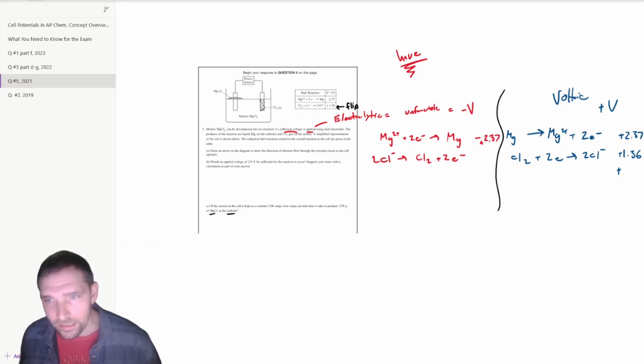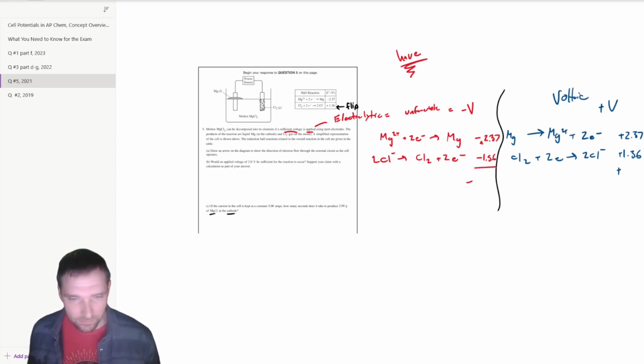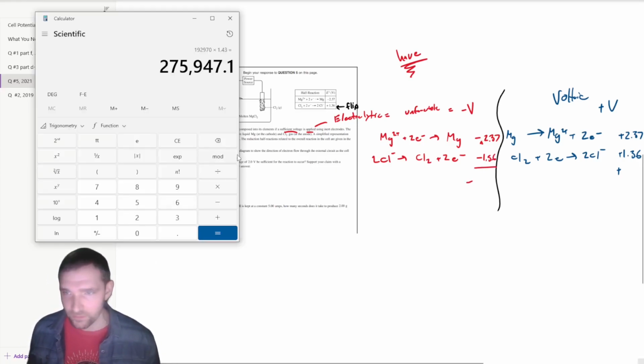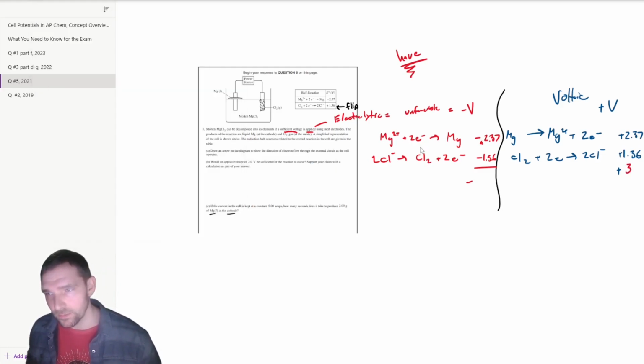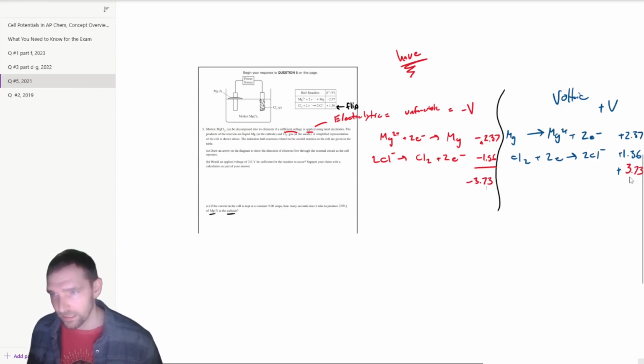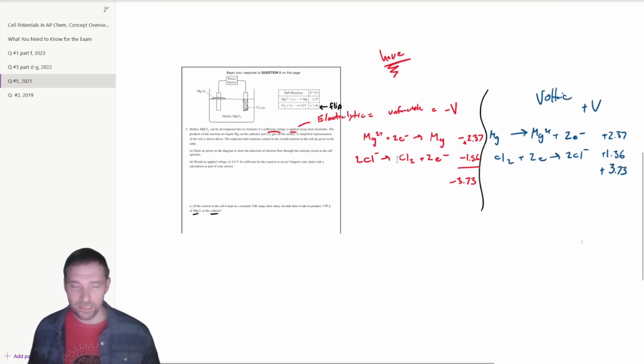and now a negative 1.36 volts here, and you can add those up and you get a negative number. So let's actually see what our positive or negative voltage would be. So you can say that this would be 3.73 positive or 3.73 negative, depending on if we're having it being a voltaic versus an electrolytic setup.